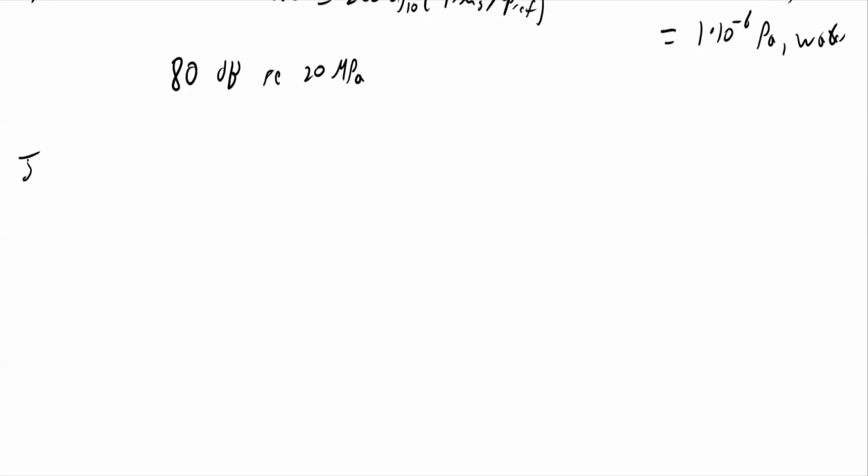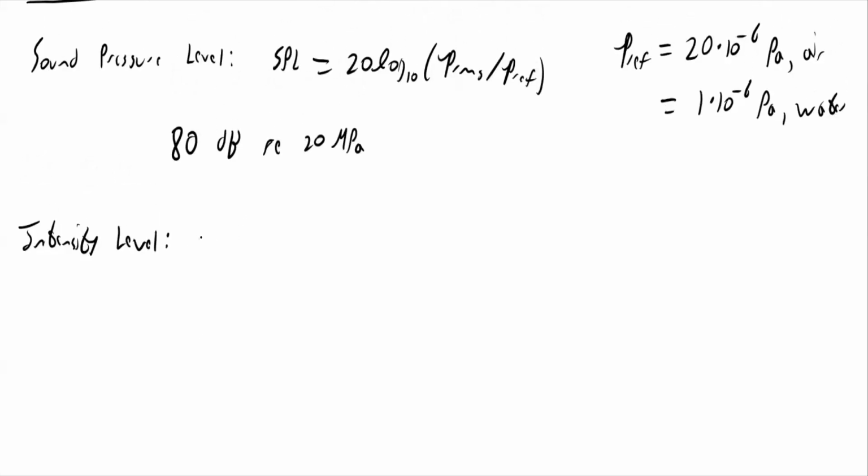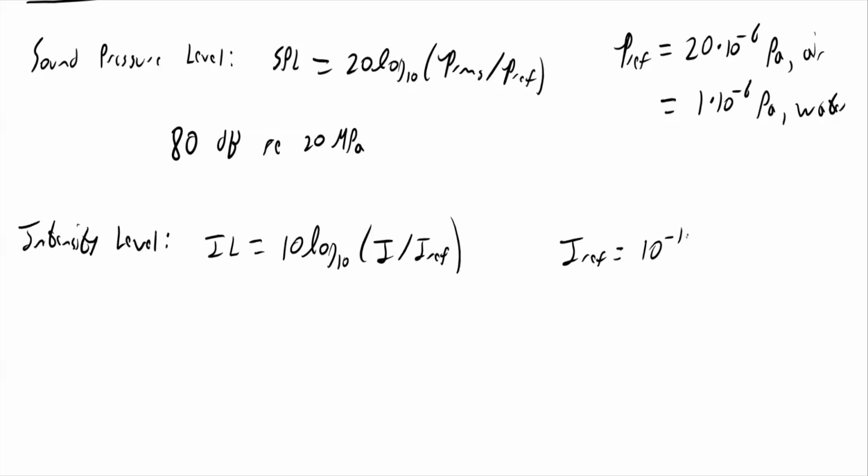Next, we have intensity level. Once again expressed in dB, intensity level is equal to 10 log base 10 of I over I_ref, where I_ref is the reference intensity, 10 to the negative 12th watts per meter squared, so this is in air. I'm not sure what it is for water, but this is in air.